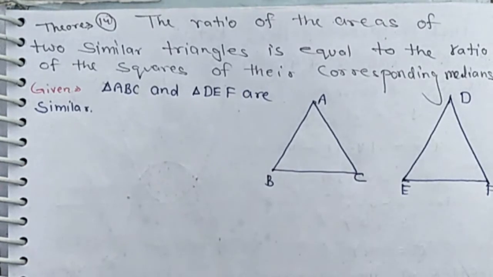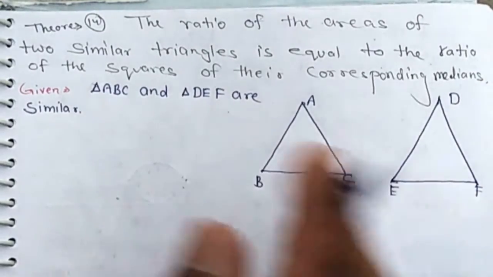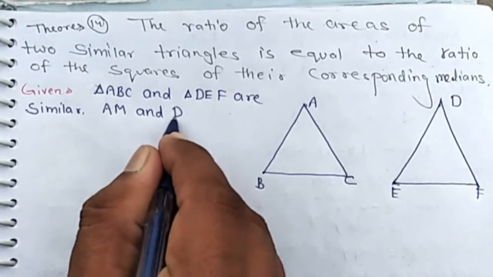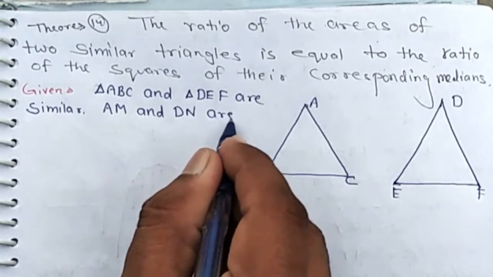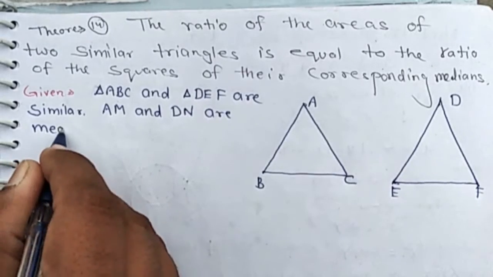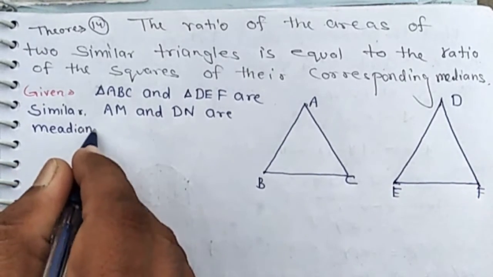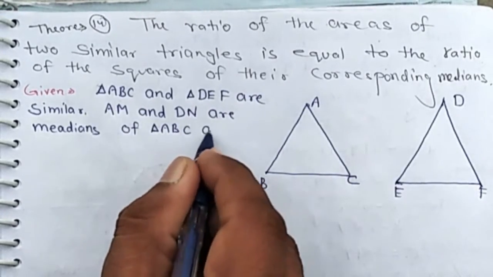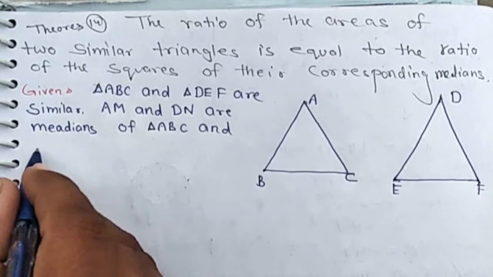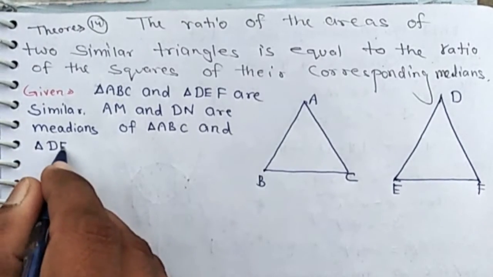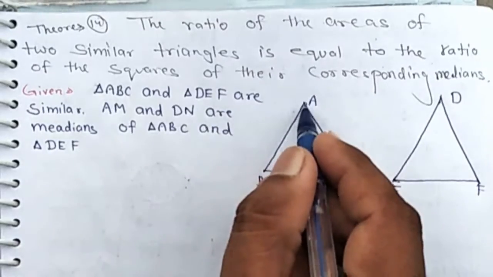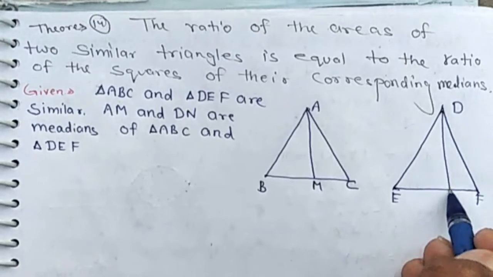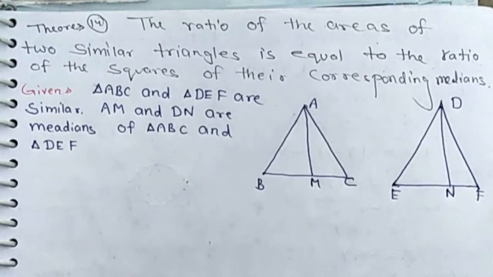And AM and DN are medians of triangle ABC and triangle DEF. It is AM and it is DN. These are medians.